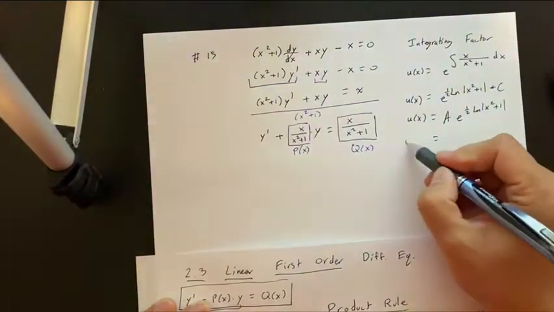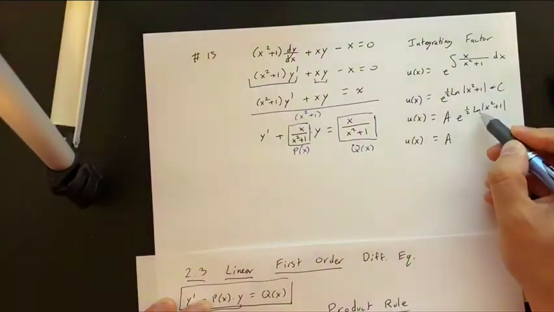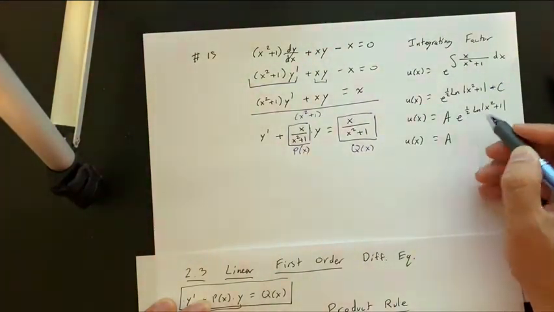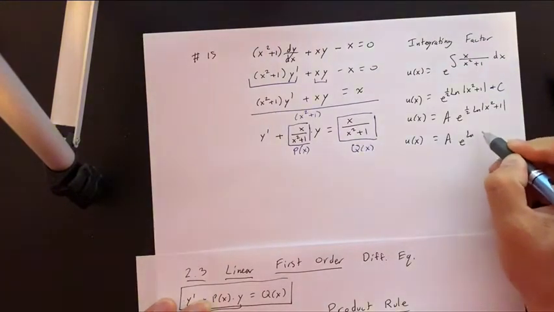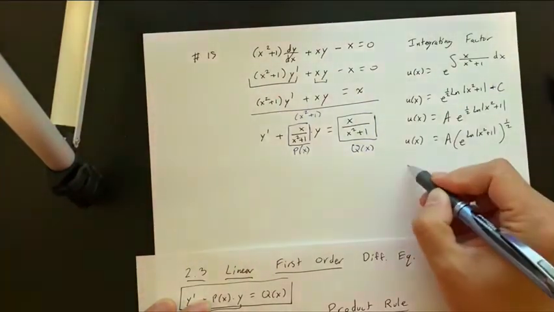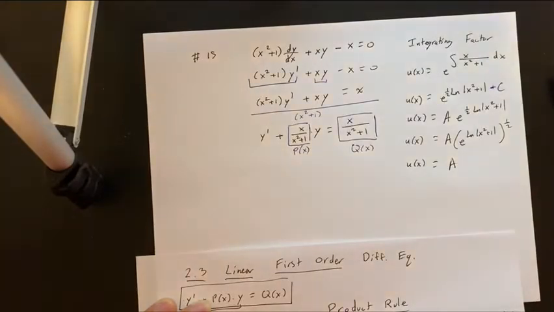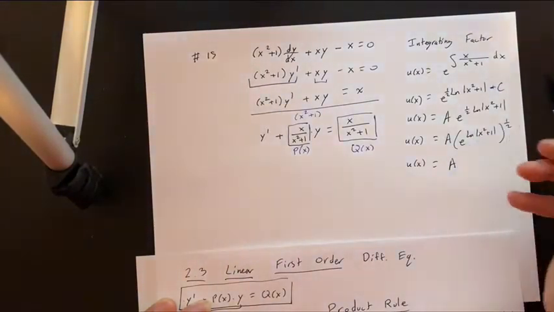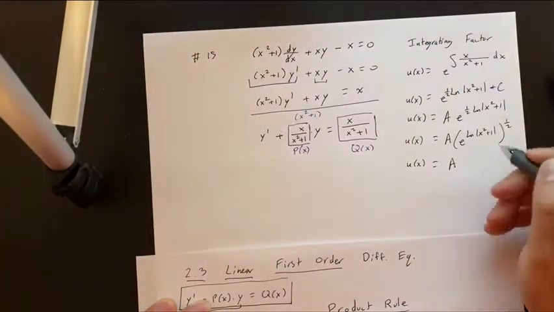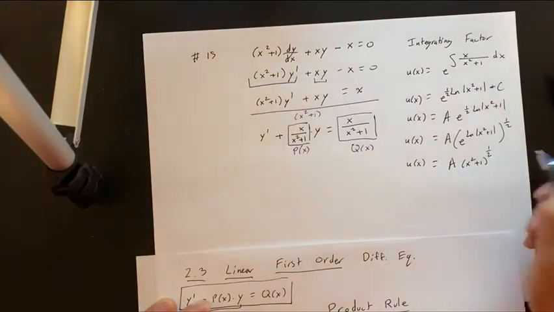And let me clean this up a little bit further. You have e to the natural log, which will cancel out. So let me rewrite this as e to the natural log of x squared plus 1, and that whole thing is to the power of 1/2. So my u of x here is going to be, you're going to cancel this out, and you have this x squared plus 1 to the 1/2.